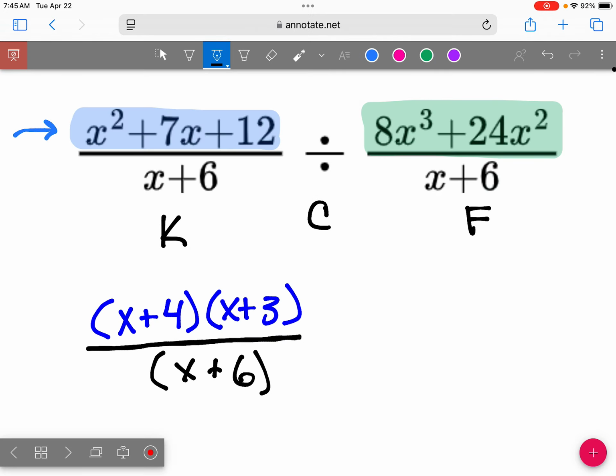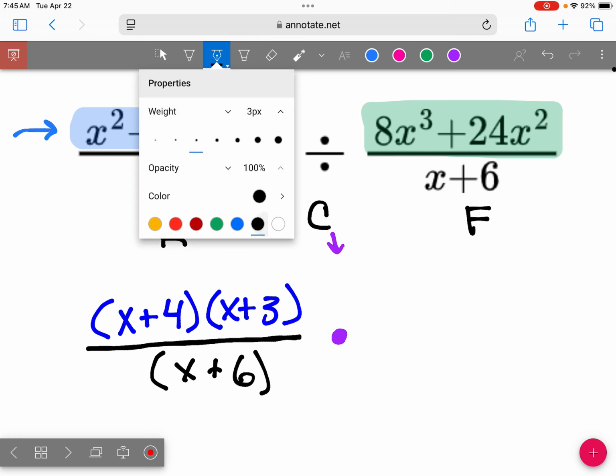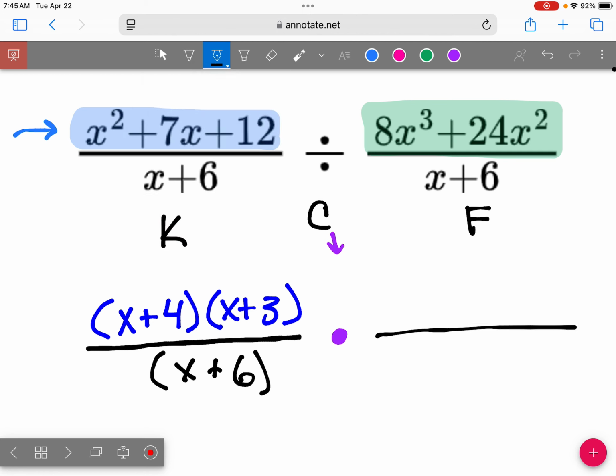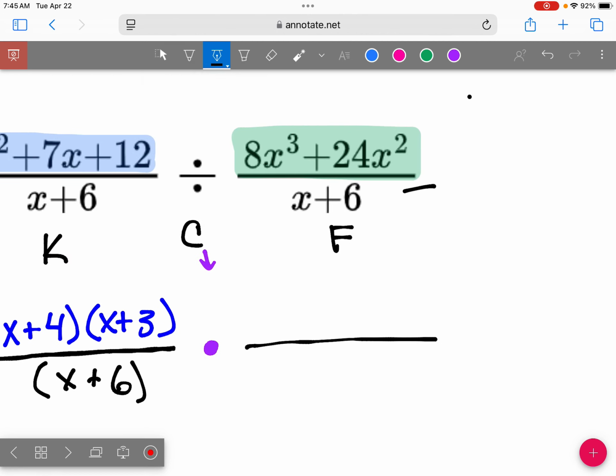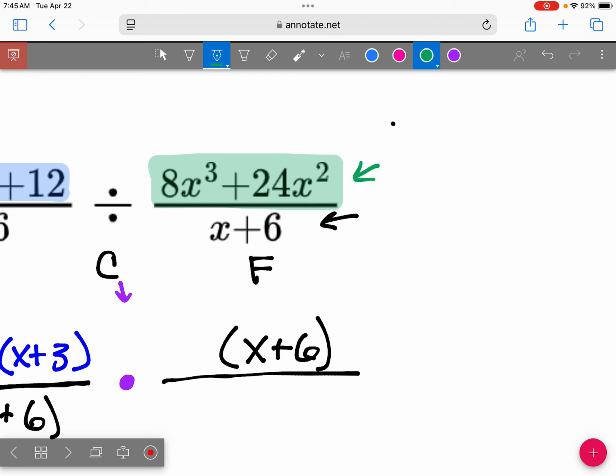Our next piece is we need to change our operation. We had division, we're changing this to multiplication. What that means is on my next piece, I need to make sure that we flip this upside down. So what was in the denominator now needs to be our numerator. So now we're going to have this x plus 6 on the top. And we're going to factor this guy into the denominator.